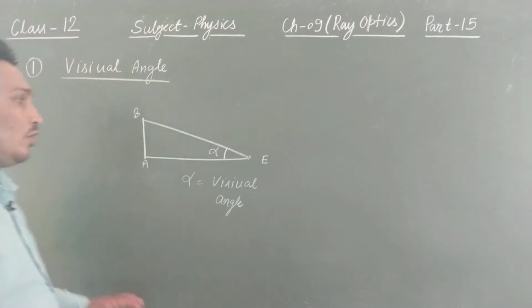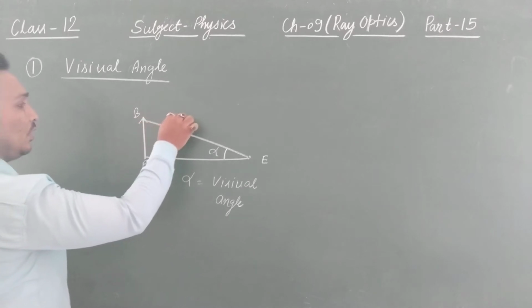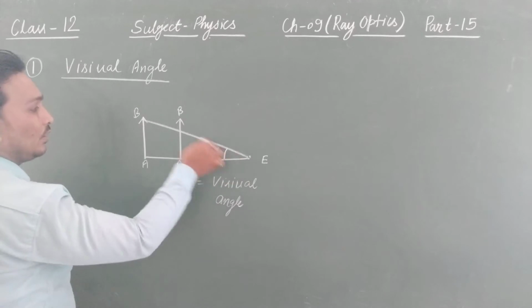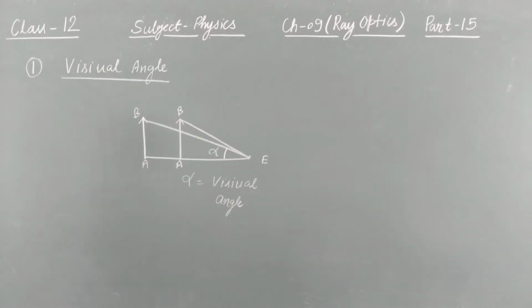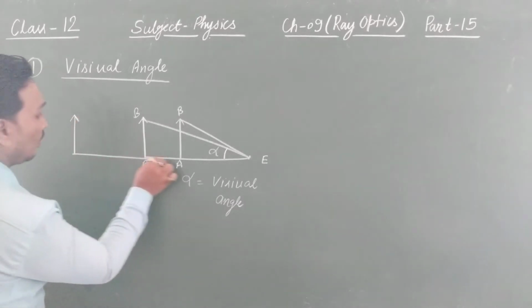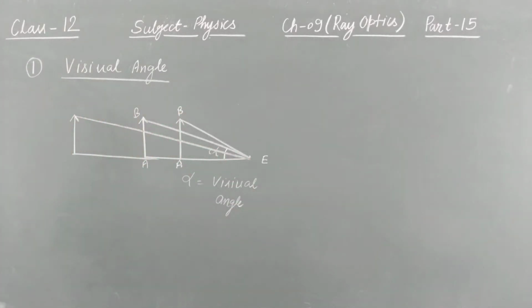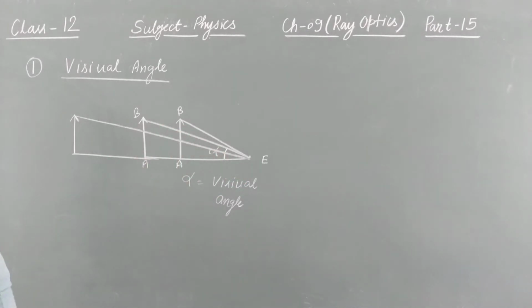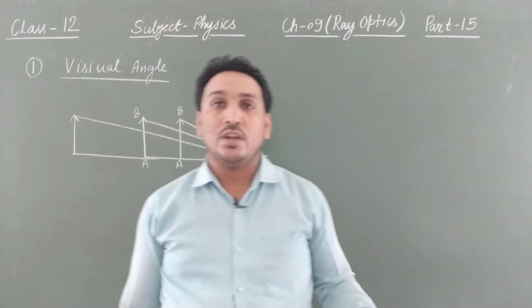Now for the same object, if the distance varies, suppose the object AB is here, and after some time the object AB comes over here, at a nearer point to the eye, then what will happen? The visual angle increases. And if the same object goes far away from the eye, then the same angle decreases. So visual angle depends on the distance between the eye and the object also. I hope I am clear. So visual angle is the angle subtended by an object to our eye.